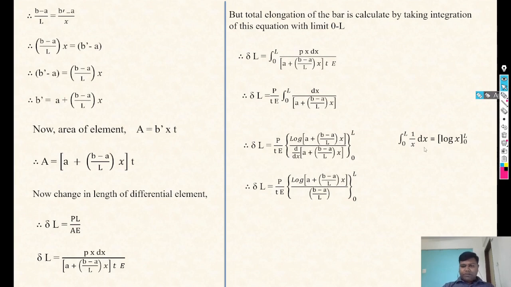Just take the derivative of this term. So derivative of x, a is what? A is a constant term, so derivative of a is 0. Okay, and the derivative of b minus a by L into x.